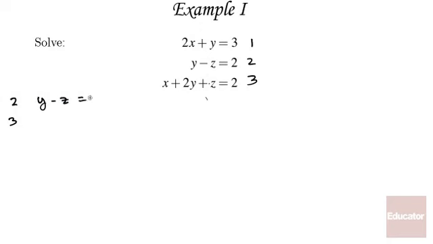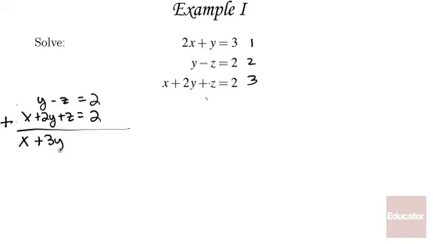y minus z equals 2, x plus 2y plus z equals 2. All I'm doing is adding these together using elimination. x plus 3y, the z's drop out, 2 plus 2 is 4. So I eliminated z from this first set of equations.